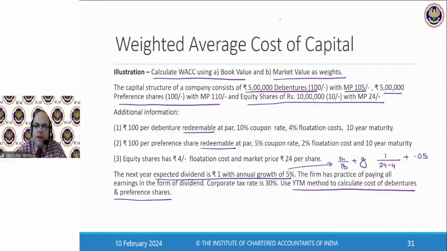I think cost of equity is coming very, very straightforward. 1 by 20 plus 0.05. It seems 10% to me. And is everyone okay with cost of equity, guys? Everyone okay there?